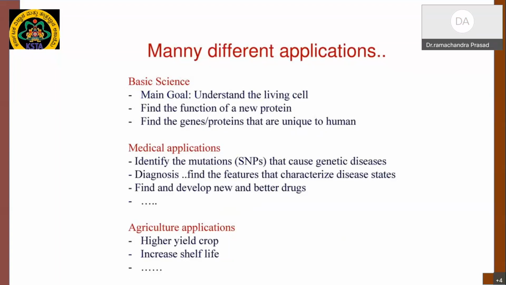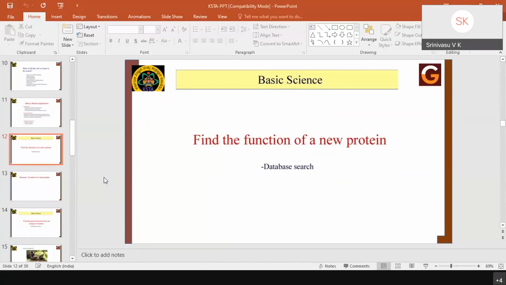Okay, I'm audible. So, find the function in basic science. There are two types of research: one is basic research, one is applied research. Finding the function of a new protein requires a lot of experimental technologies, and bioinformatics helps us to understand or define the function of a protein. Discover the function of new proteins.